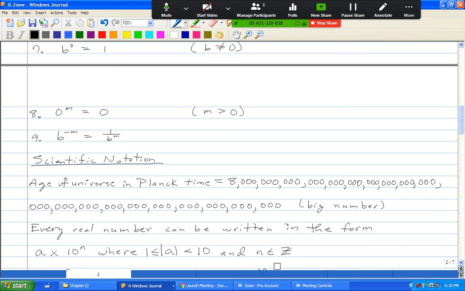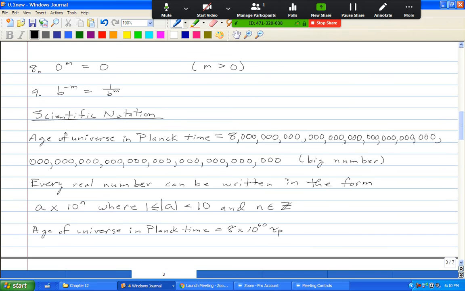You could also have very small numbers, like 0.000 with a whole bunch of zeros, and then maybe a 1 or something. So every real number can be written in the form a times 10 to the n, where a is a number between 1 and 10. It could be 1, but it can't be 10 in absolute value. And n here is some integer.